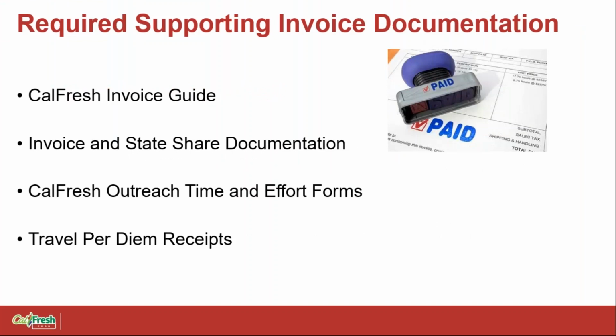Required supporting invoice documentation: CalFresh Invoice Guide, Invoice and State Share Documentation, CalFresh Outreach Time and Effort Forms, and Travel Per Diem Receipts. CalFresh Invoice Guide, which is both the electronic and paper version. CalFresh Outreach is moving towards an electronic submission process. Time and Effort Forms and Per Diem Receipts can be electronic as well. However, Invoice and State Share Documentation paper version is still required.